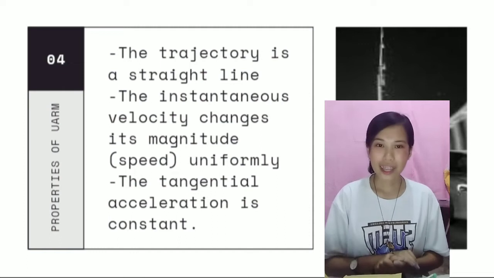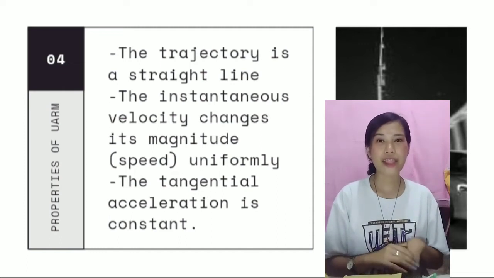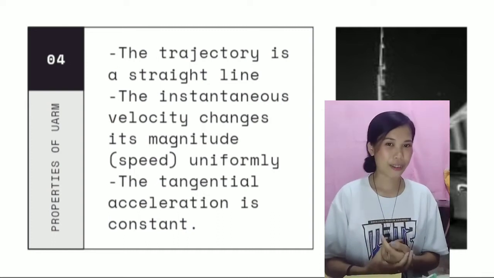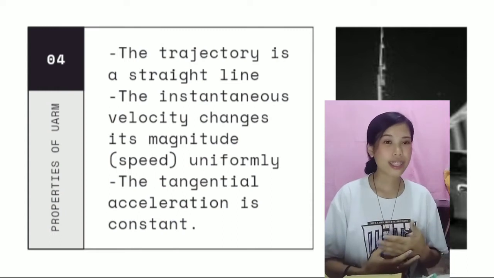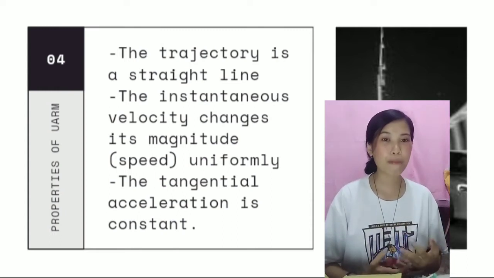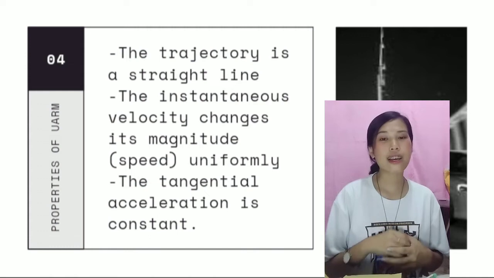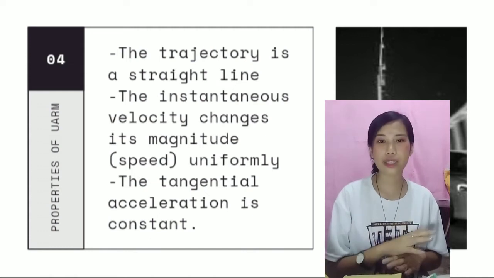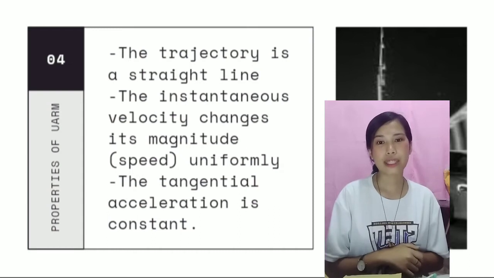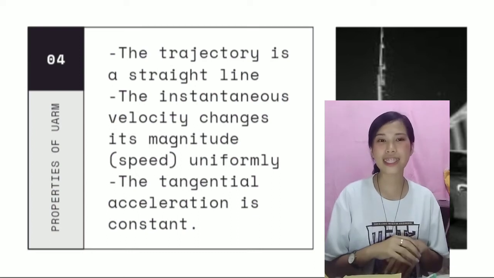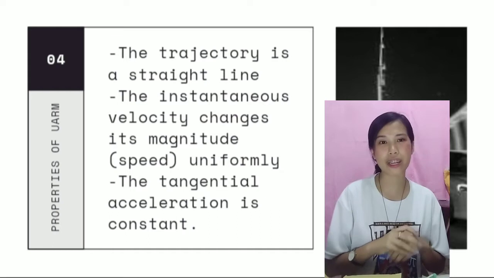First, the trajectory is a straight line, and therefore the normal or centripetal acceleration is zero. The instantaneous velocity changes its magnitude or speed uniformly, and it increases or decreases by the same amount in each unit of time. This implies the following point. The tangential acceleration is constant, therefore, average acceleration is the same as instantaneous acceleration for any period studied.